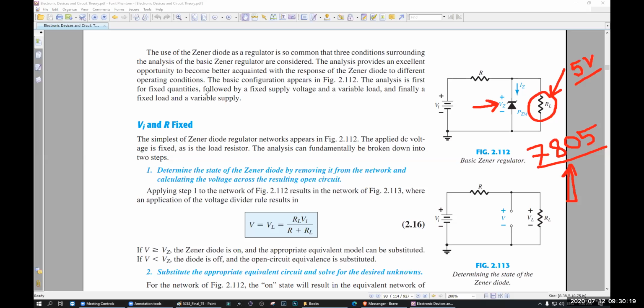But the Zener diode has a problem. You have to calculate a lot of things before using it. So today we will be doing the calculation and see how to calculate the circuit's parameters for Zener diodes.